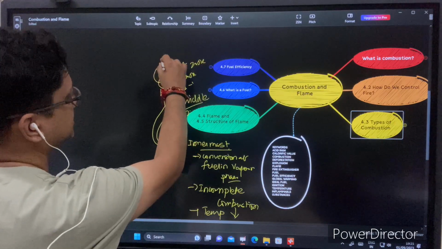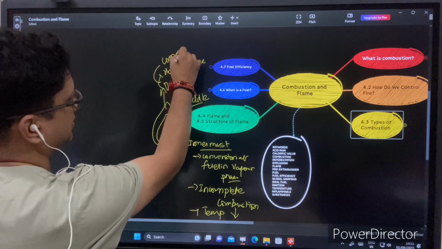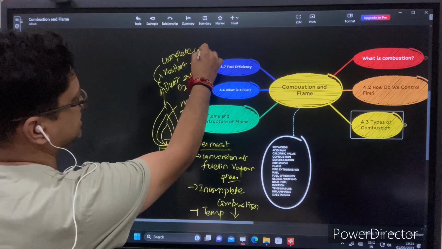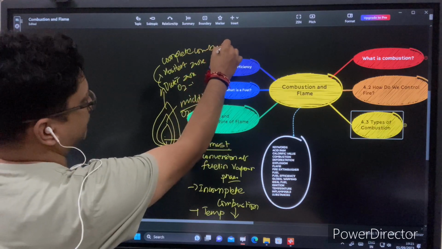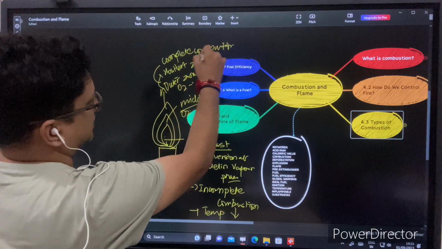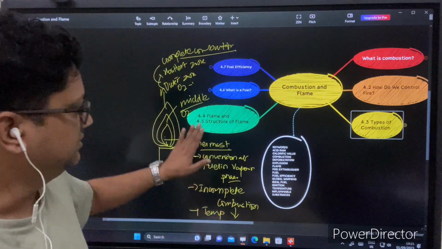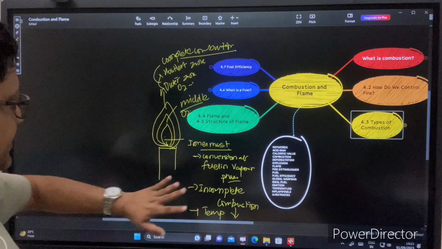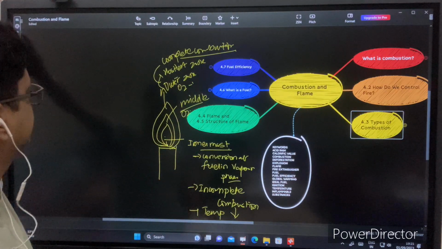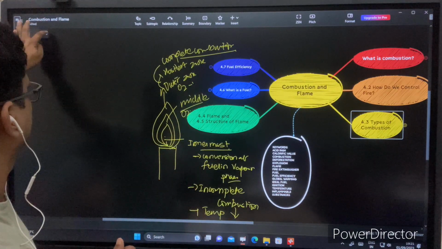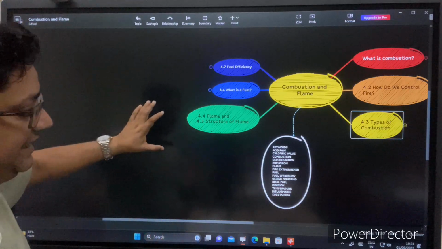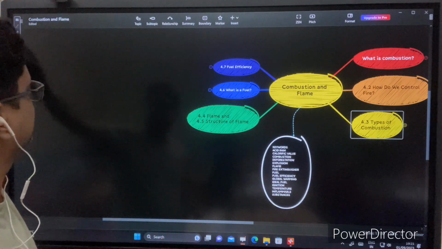As there is a complete combustion going on. So here is the flame and the structure of flame. We are done with that. Please rewind back and try to understand these things again and again when you are trying to revise.